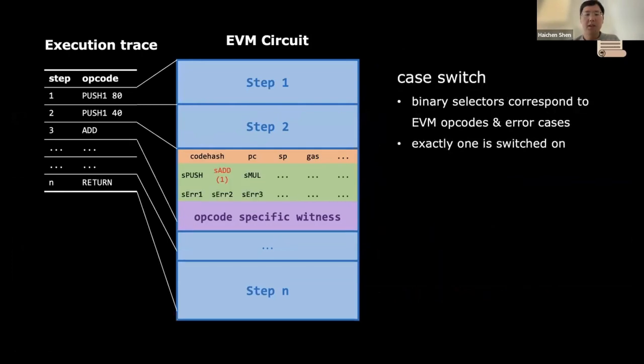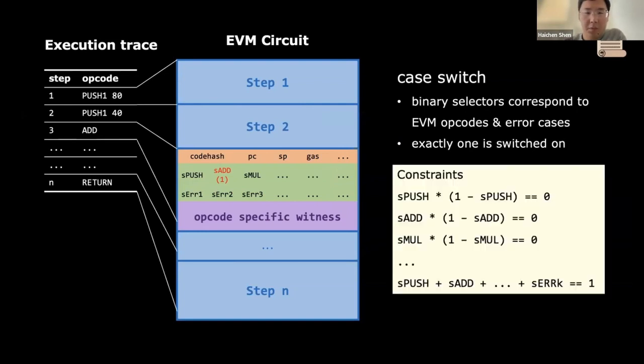Okay, I'll go. And then the second section is the case switch, as I explained a little bit before. It constitutes a bunch of binary selectors corresponding to all of the EVM opcodes and the error cases you have. And then you need to constrain that exactly only one selector is switched on. That means you cannot execute multiple opcodes or multiple errors within each step.